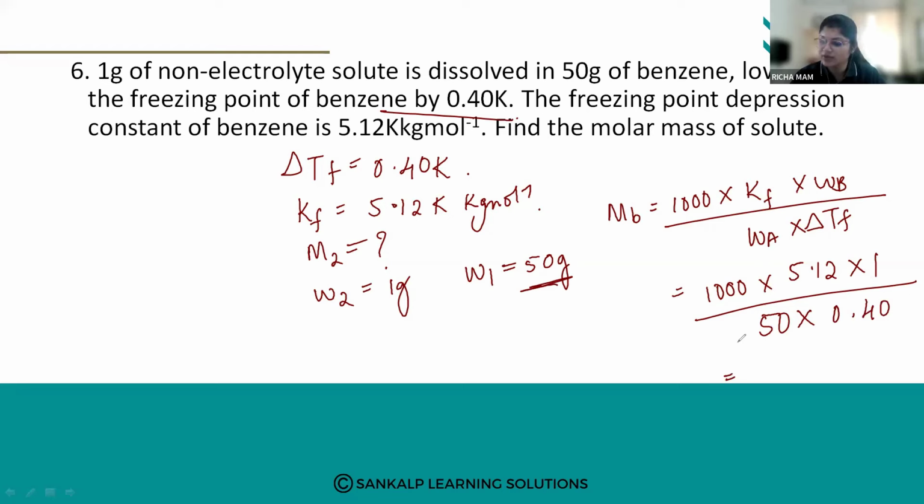So 1000 into 5.12 into 1. So this comes to 5120 divided by 50 into 0.40. So this is 20. So 5120 divided by 20. Okay, divided by 20, you will get 256 gram per mole. Is it so? Yes. Okay.